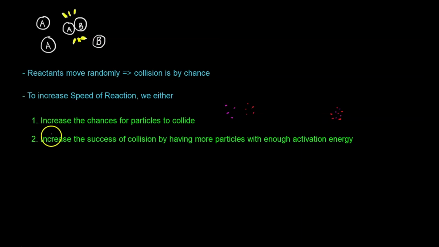Next one, we have to increase the chances by having the particles with enough activation energy. As we discussed before, even if A and B were to collide, but they have insufficient energy, no reaction will take place. So not only do we have to have the correct particles reacting, we also have to give them enough activation energy. And this is where we will talk about the 5 factors which will affect this speed of reaction. We will talk about them in the next video.